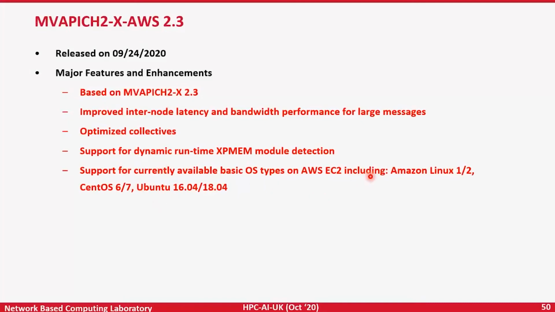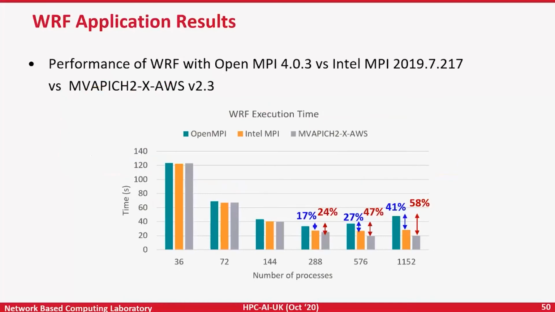And if you take a look at the same WRF application, here we are comparing on the AWS HPC instances between OpenMPI, IntelMPI, and our MVAPICH2-X version. So now you can see the MVAPICH2-X version delivers far better performance and scalability compared to the other stacks. So if you have any of these cloud accounts, you should be able to utilize our solution, not only on dedicated clusters, but also on the cloud.